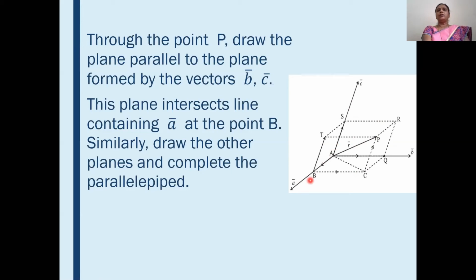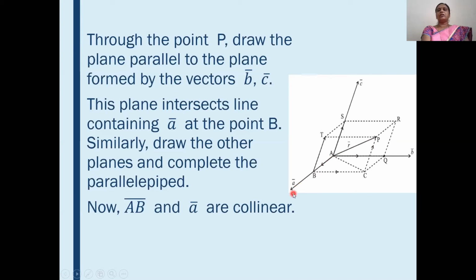Similarly, we will draw the planes and complete the parallelepiped. Means from this point P, we are drawing three planes parallel to the planes of a bar, b bar; b bar, c bar; and c bar, a bar. And the parallelepiped is completed. A parallelepiped has six faces, as a cube has six faces, but faces of a cube are squares, and here faces of the parallelepiped are parallelograms. You remember that.